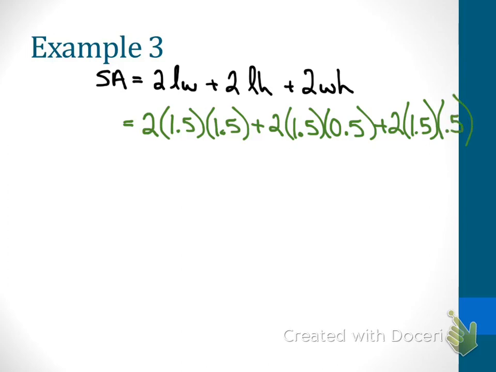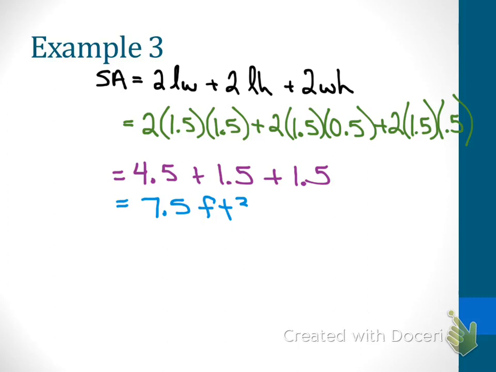All right, and now I'm going to multiply them out and add them together. So I want you to do that real quick on your paper. When I multiply the first group, what do I get? I get 4.5. What about the second group? 1.5. What about the third group? 1.5. So when I add them all together, what do I get? 7.5 feet squared, or square feet. But is that what it was asking us to solve for? Now that I know how much fabric I need, how do I figure out how much it costs?